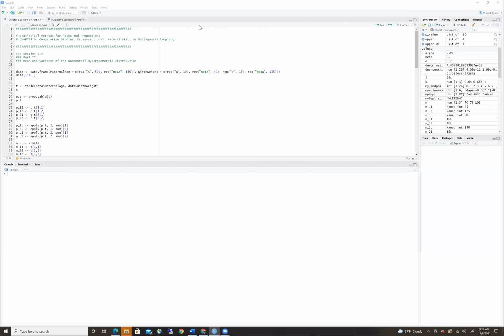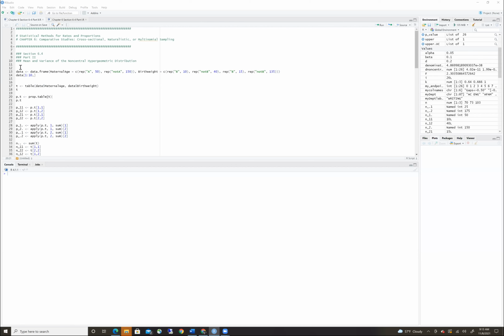Hello, everyone. We're continuing in Statistical Methods for Rates and Proportions, Chapter 6, Comparative Studies, Cross-Sectional, Naturalistic, or Multinomial Sampling, Section 6.4, Part 2, Mean and Variance of the Non-Central Hypergeometric Distribution. So we're on page 109 of the text, if you're following along.